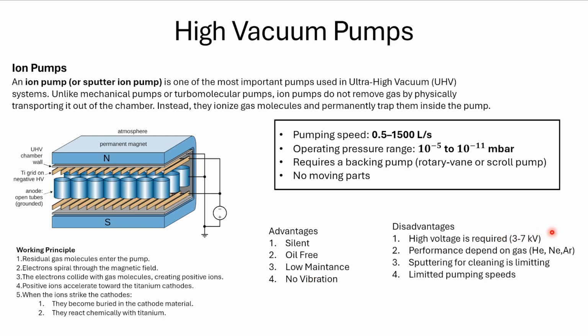The main disadvantage is that high voltage is required. It can be dangerous, therefore this is a disadvantage. 2 to 7 kilovolts is used to create the electron flow. Performance depends on the gas, so you can't pump helium, neon, and argon.